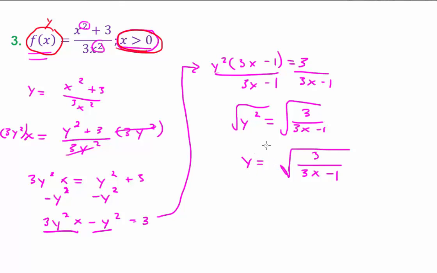So to rewrite this one last time, because again I do want to write this in function notation, I'm going to go ahead and write f inverse of x is equal to the square root of 3 over (3x minus 1). And that is your inverse function to the original function f of x equals (x squared plus 3) all over 3x squared.